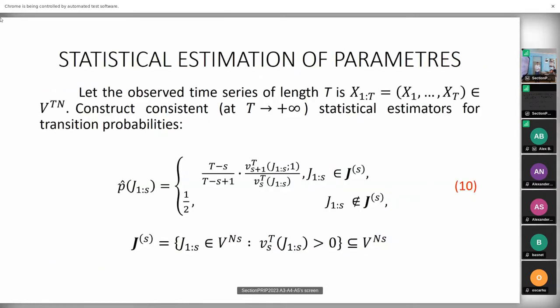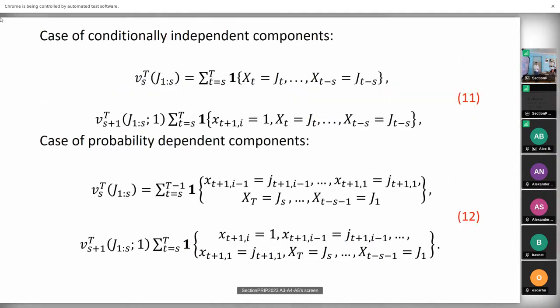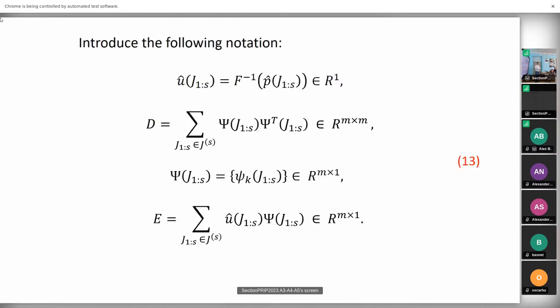Next, statistical estimation of parameters. We use prediction-based estimation for parameters. Let the observed time series be of length T. We construct the estimation for probabilities, with some expressions for frequencies, for the case of conditionally dependent components and the case of probability dependent components. I give you some notations that we use further.